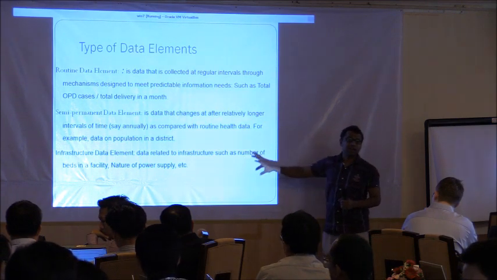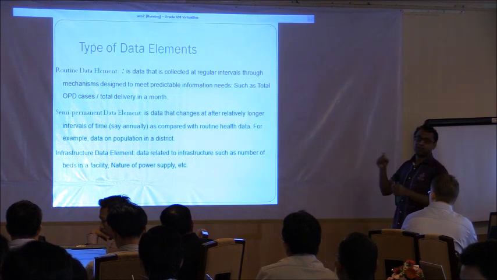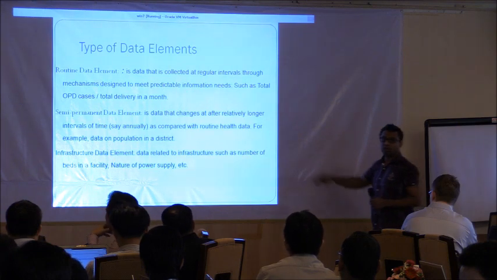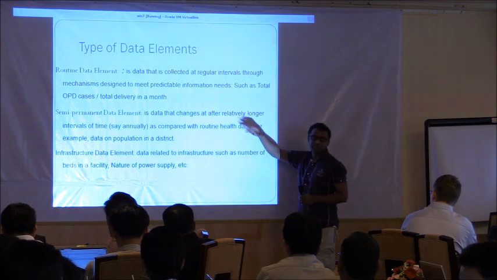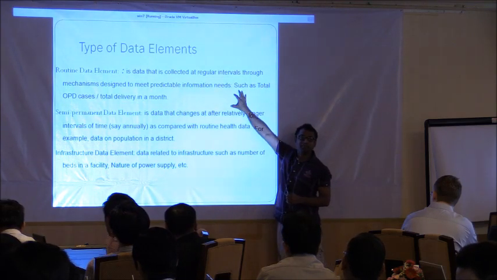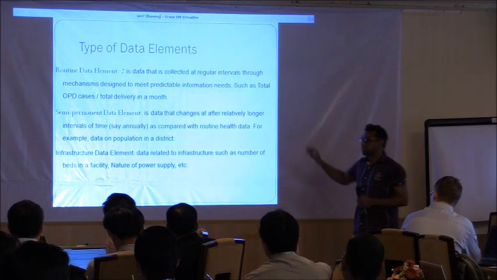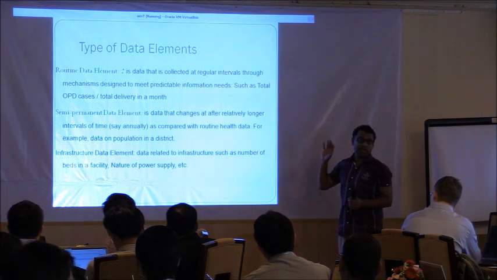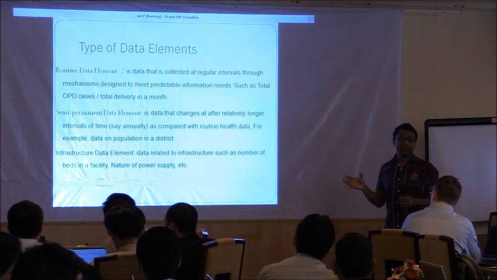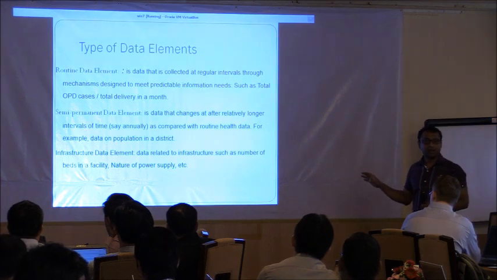All these 3 can be collected in DHIS. But in DHIS, you don't really find this differentiation, because the technical people don't understand this. They just say, something to collect, put it in. So you have routine data items, which we collect monthly, quarterly, weekly, or daily. Semi-permanent data items, like population and demographic data, which is basically annual data or once in 5 years. And then you have infrastructure data items.